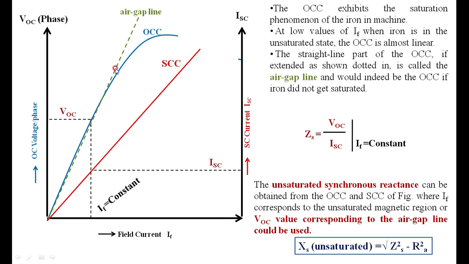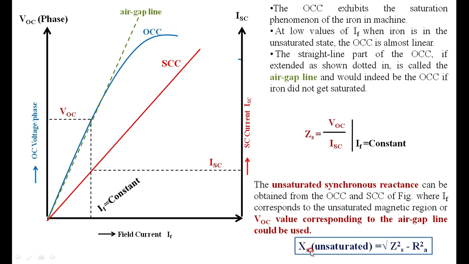But that is not the case in an alternator, because there is saturation in the magnetic circuit. As the field current goes on increasing, sooner or later the magnetic material reaches saturation. Therefore, if you take a point in the unsaturated region of the OCC and find the impedance, that is VOC by ISC, that impedance is called the unsaturated impedance.